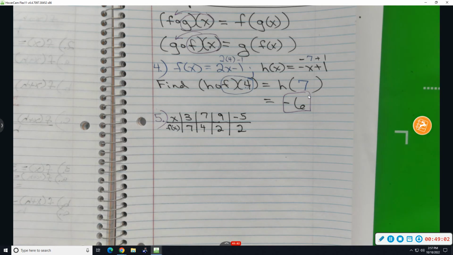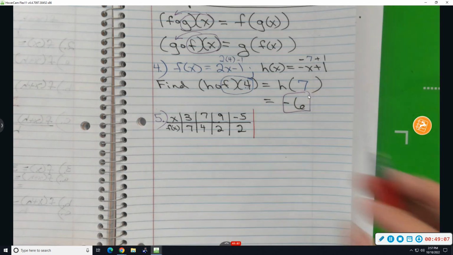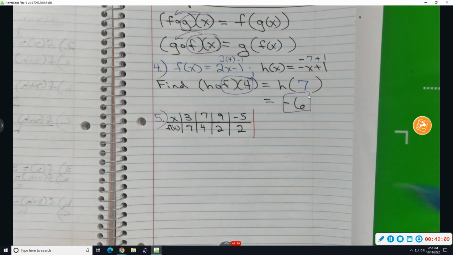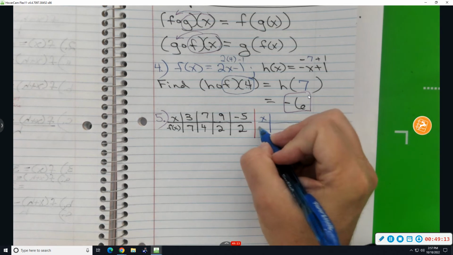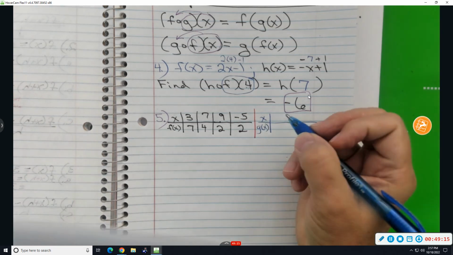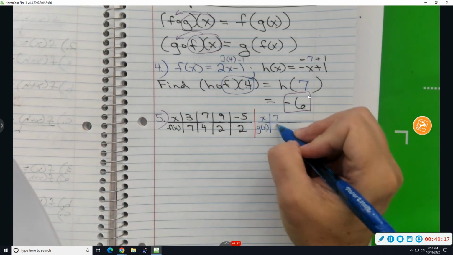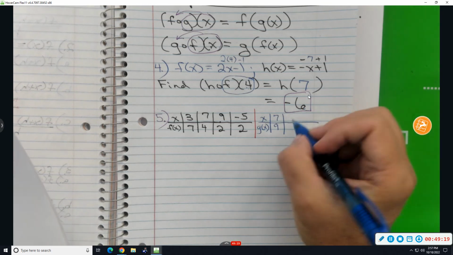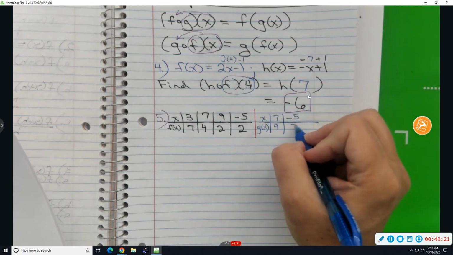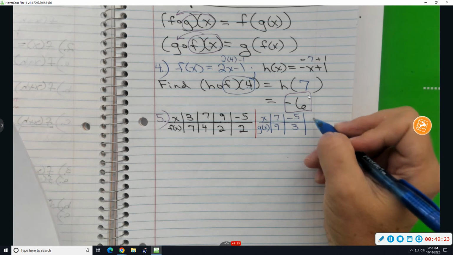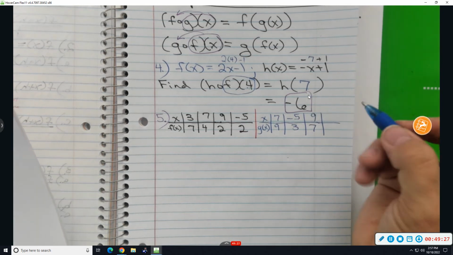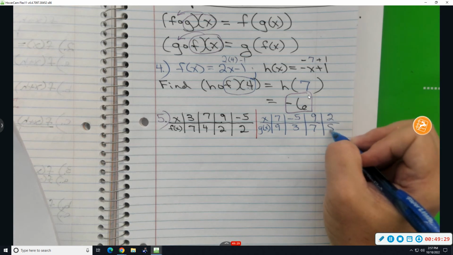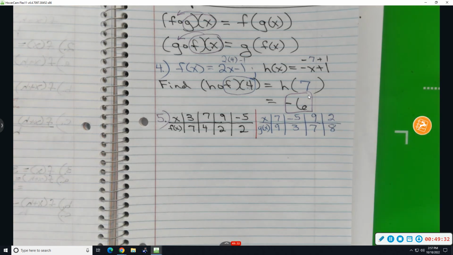Then we have another function, g of x. Seven is assigned to 9, negative 5 is assigned to 3, 9 is assigned to 7, and 2 is assigned to 8.